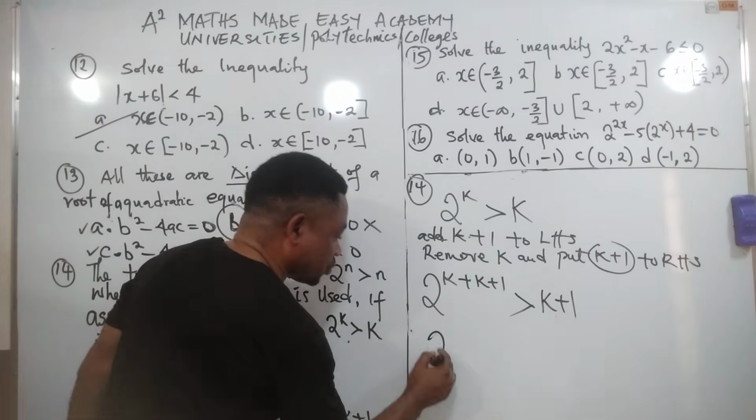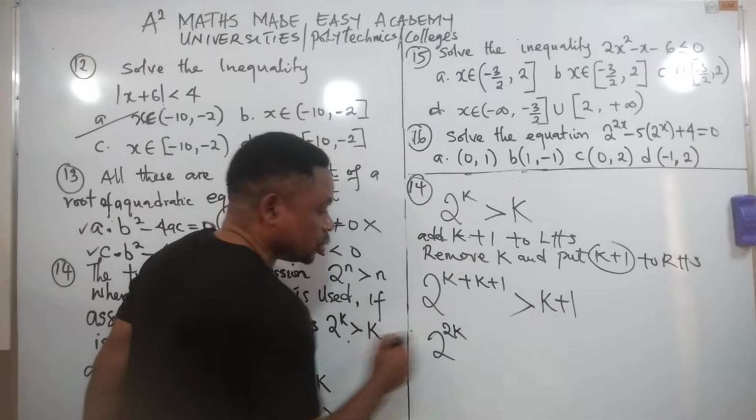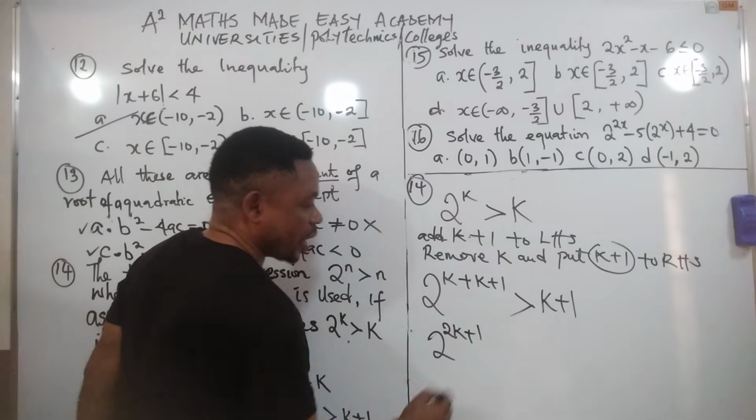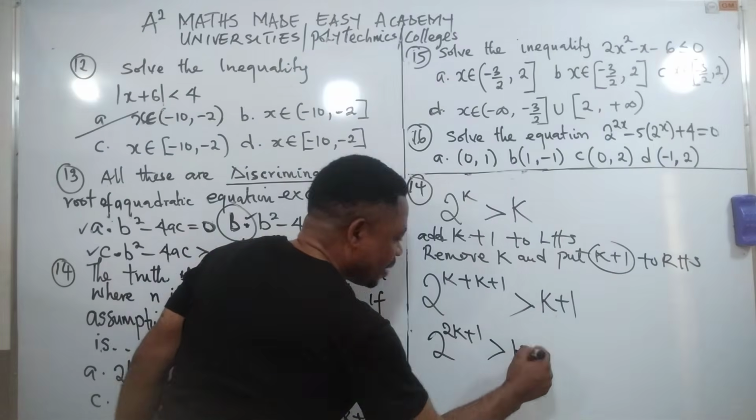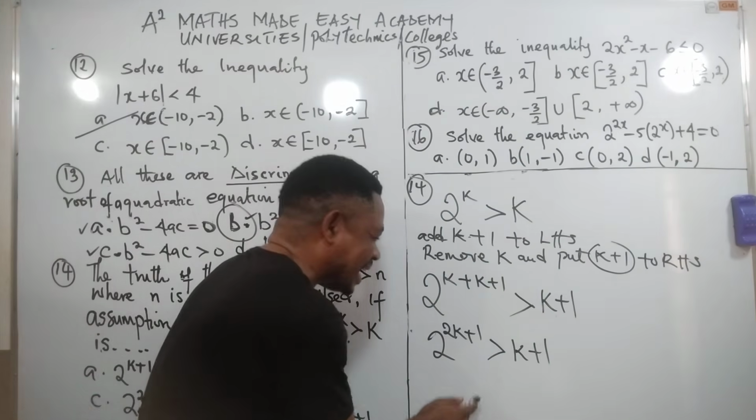Now this one will not give us 2, right? I will now say k plus k will give me 2k. Then plus 1. Then this is greater than k plus 1. And that is the final answer.